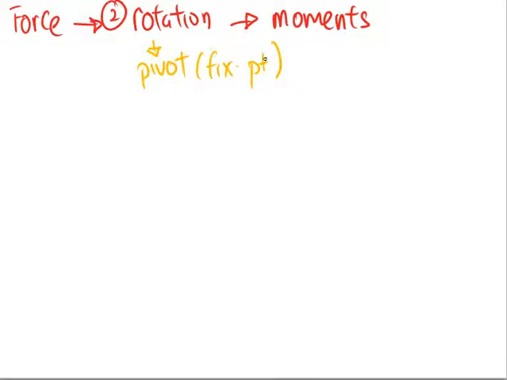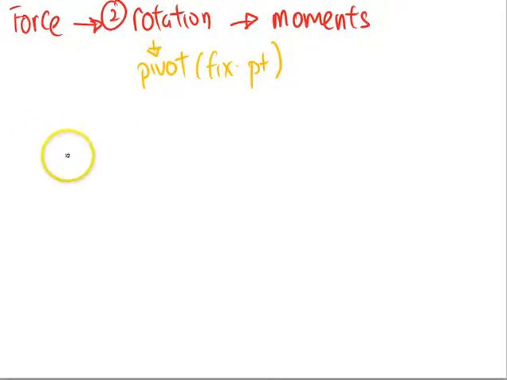The pivot actually determines how the object rotates, because that point doesn't move. So in this case, we're going to talk about moments. Moments is the effect of a force, the turning effect of a force. So how do you know a question is on moments? It's by checking whether there's a pivot and whether an object rotates. Once it rotates, the concept is moments.